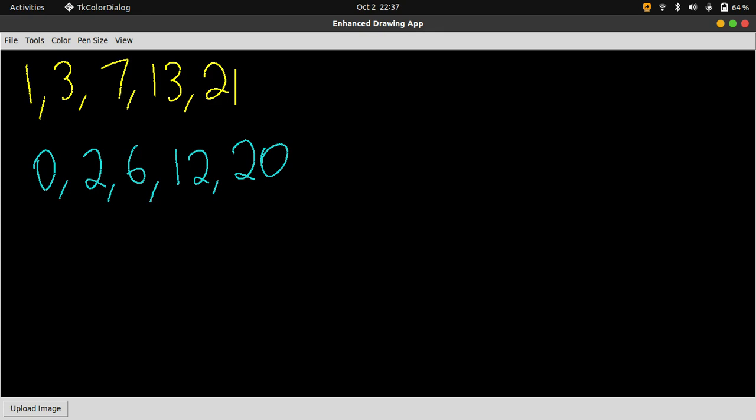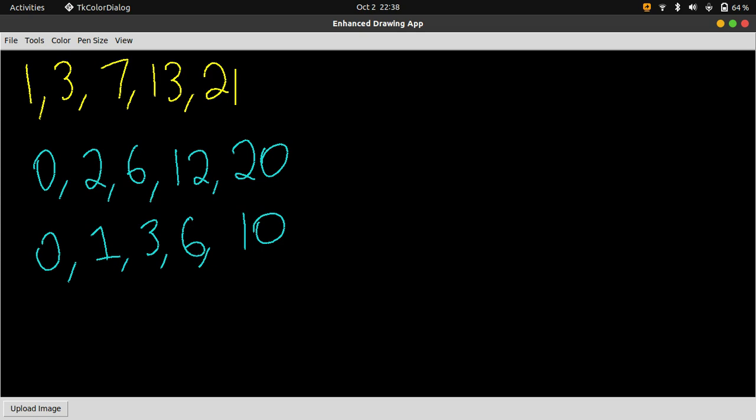So now all of these numbers, you can see, are multiples of 2. So the pattern clearly is that it's 2 times 0, 2 times 1, 2 times 3, 2 times 6, followed by finally 2 times 10, right? So these are the numbers that we're using here.